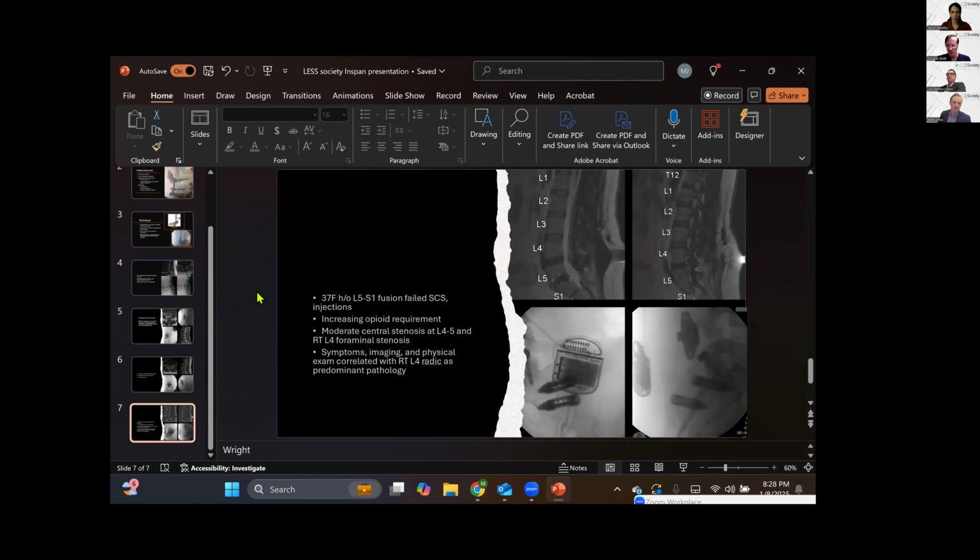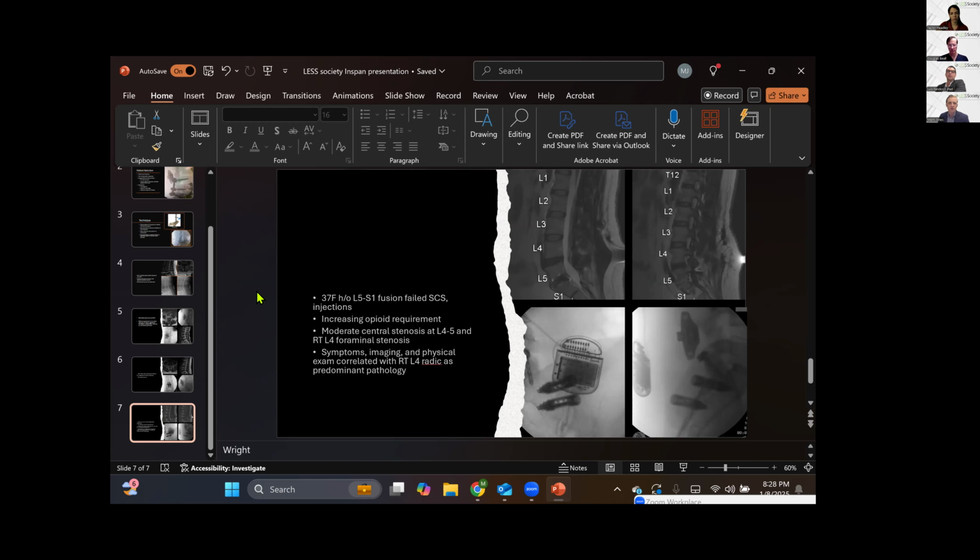All right, this is onto the difficult ones. This is a 37-year-old gal, had an L5-S1 failed fusion, had obviously failed injections, another failed stimulator. And on MRI and on exam, she had some developing stenosis, about 6 millimeters, moderate adjacent segment disease above her prior fusion. And then the only other real significant finding was some moderate foraminal stenosis at the right L4. Physical exam, everything lined up perfectly with this. She had very clear-cut straight leg raise and L4 dermatome. Felt pretty confident about doing it.